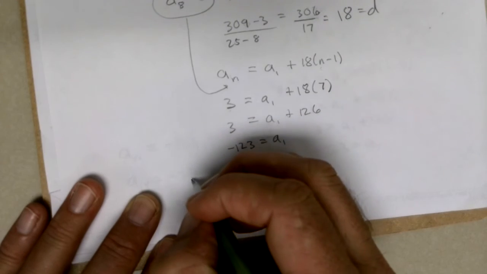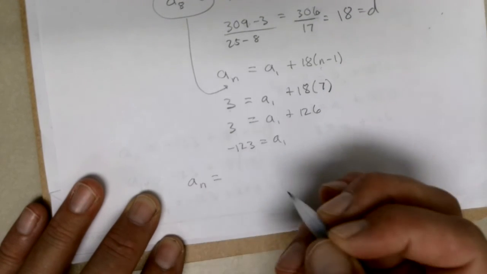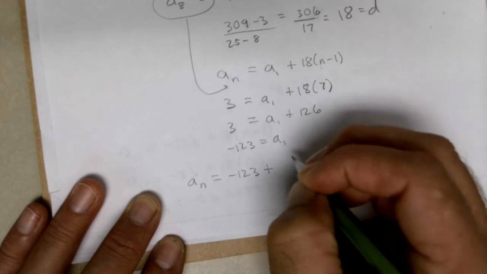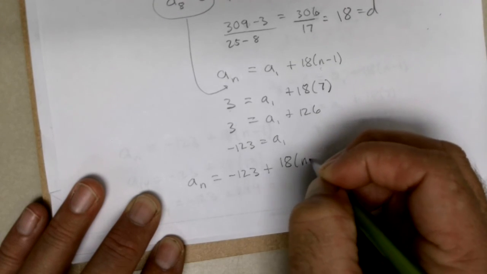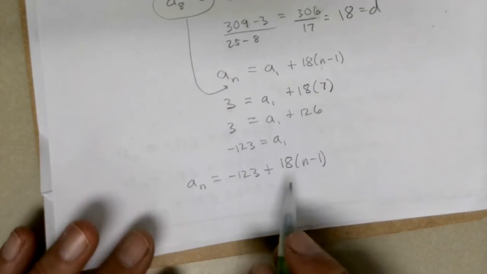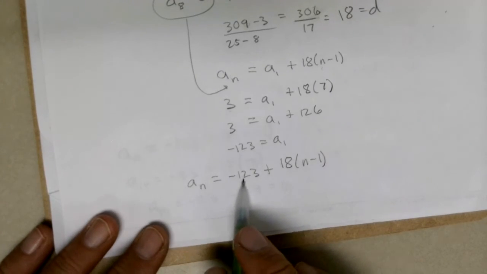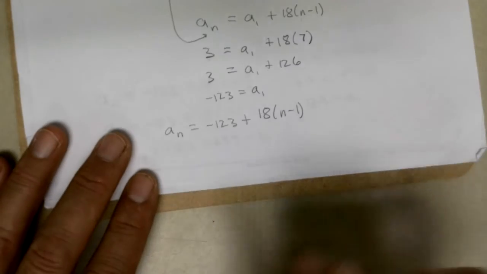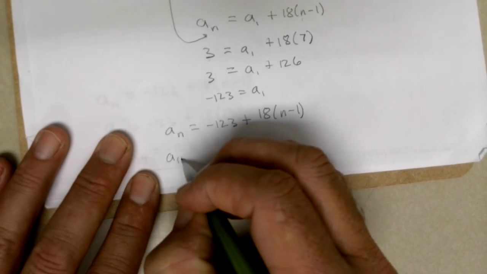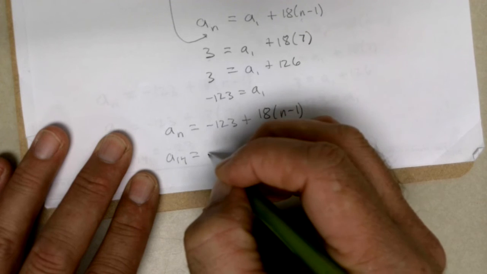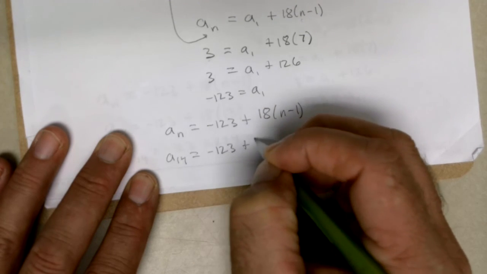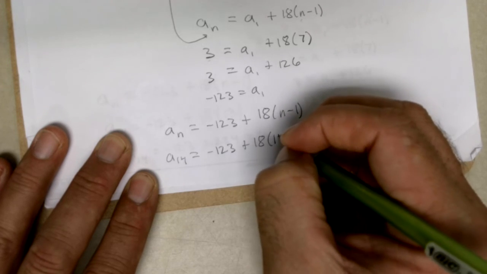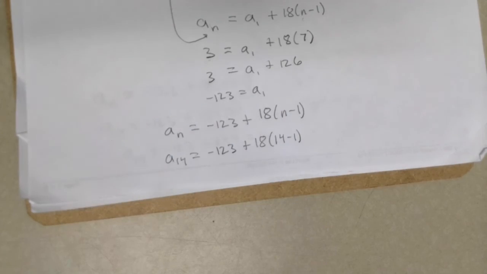So now we have our formula. A sub n is equal to our first term, negative 123, plus the difference, which is 18, times n minus 1. And that will produce for us any term that we want. So I think it asks to find the 14th term. So a sub 14 is equal to negative 123 plus 18 times, what are we plugging in for n? We're looking for the 14th term, so 14 minus 1.